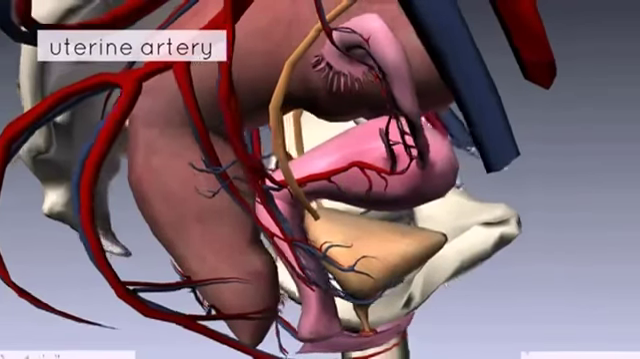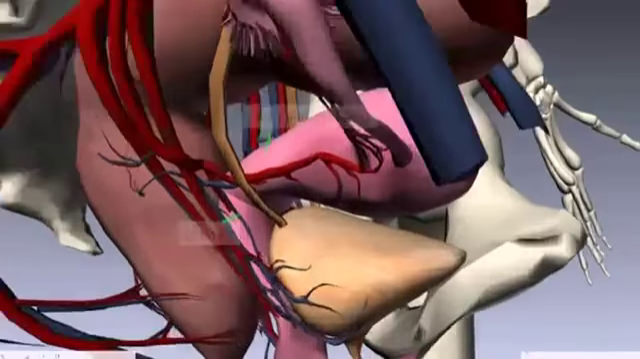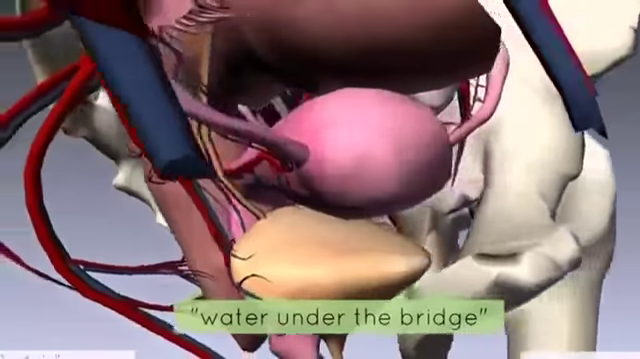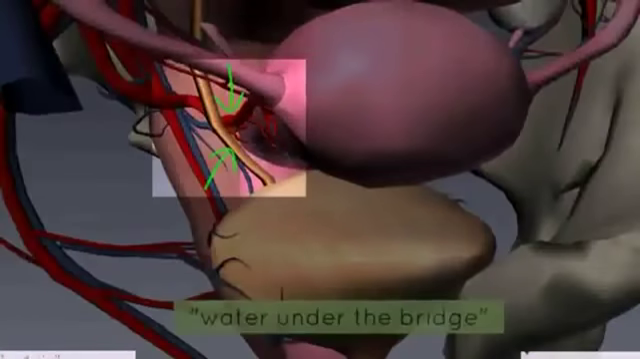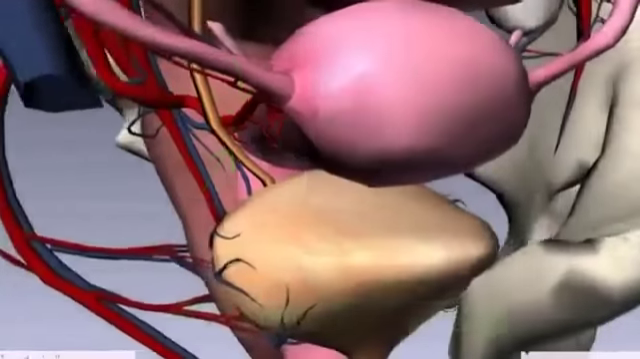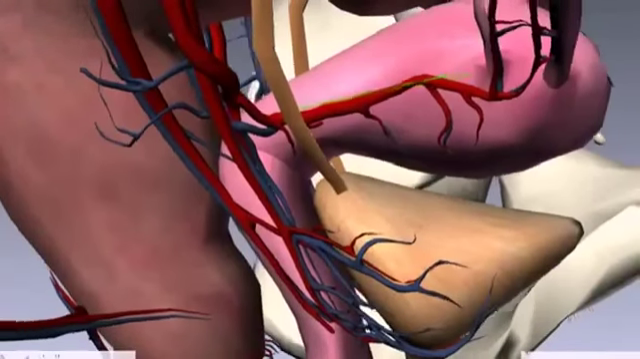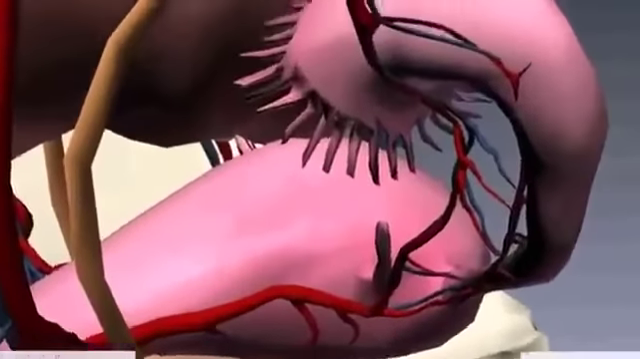And if you remember that I mentioned before, the uterine artery crosses above the ureter. So remember that mnemonic, water under the bridge, to remember this anatomical relationship. So you can see the ureter is running underneath the uterine artery to enter posteriorly into the bladder. So as it ascends along the uterus, it forms anastomoses with the ovarian arteries, which you can see above.